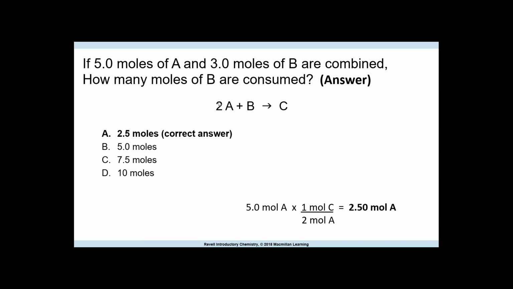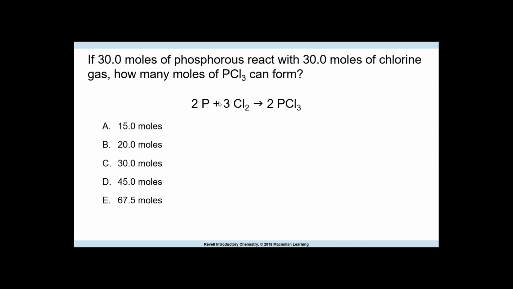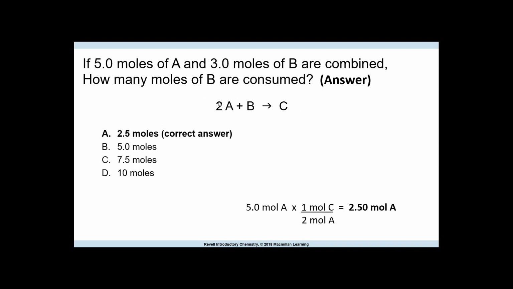So this means that there would be 2.5 moles of B consumed from the 3 moles of B. So this one I didn't set up correctly because I didn't really look, and that's my fault. I should have paid attention. This was an ICE table one and not just a general one. So I apologize for that. But you have the correct answer, so please set it up with the ICE table and you'll be able to do this.